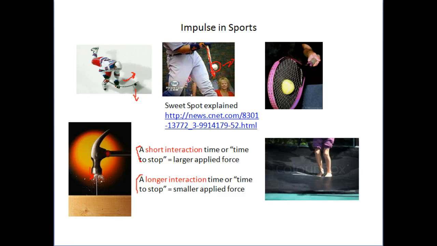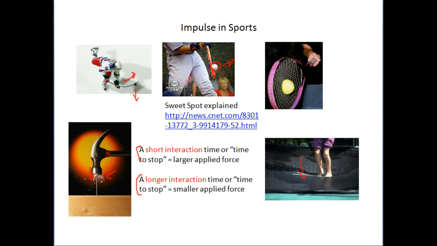And important points for us here: a short interaction time, or time to stop, equals the larger applied force. So think of here the hammer. It's a short time to stop, quick interaction, more applied force. A longer interaction time, the longer the two surfaces are in contact, the smaller the applied force. So think someone jumping up and down. The longer you're in contact with that trampoline, the less force that's applied to you.